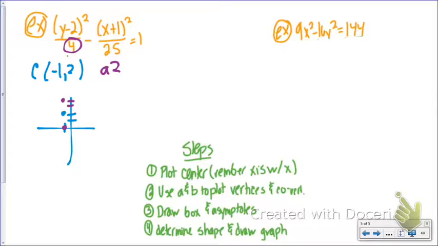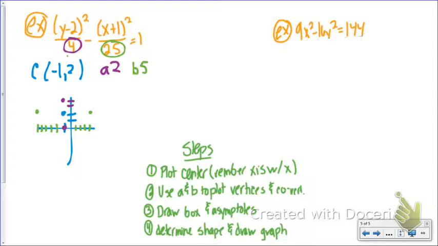Now I'm going to find B, and I'm going to do my co-vertices. So B is going to be 5. So my co-vertices, because it's next to the x, it's going to go side to side. So I'm going to go left and right 5. Now my graph is not actually going to touch these points. However, these points are very important for actually drawing my graph.